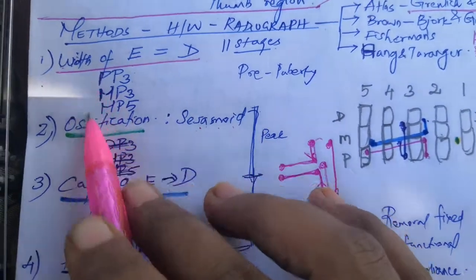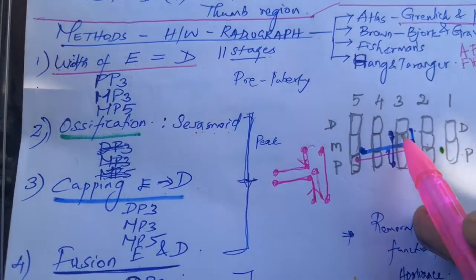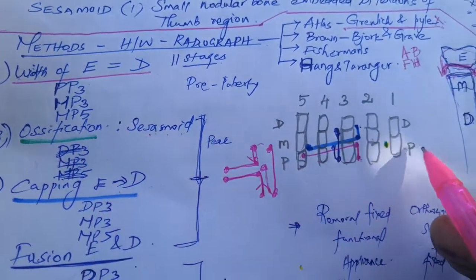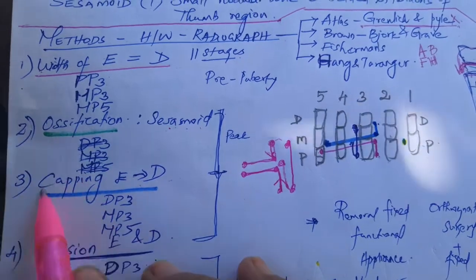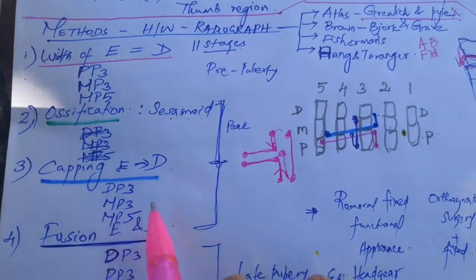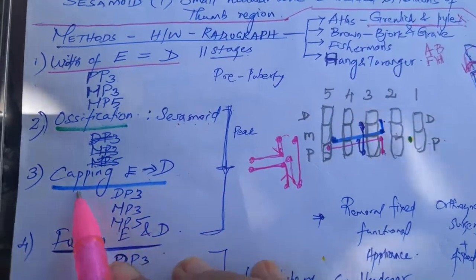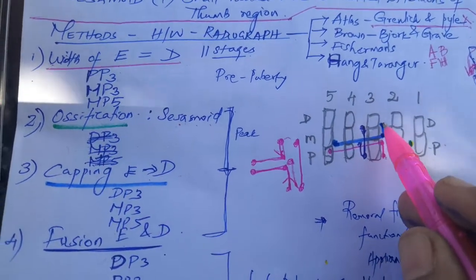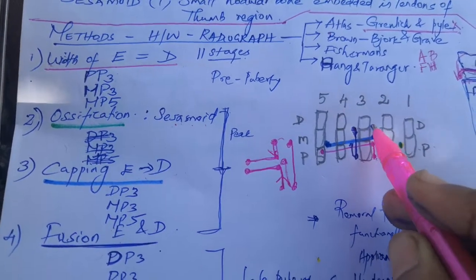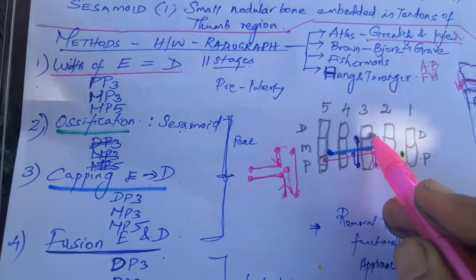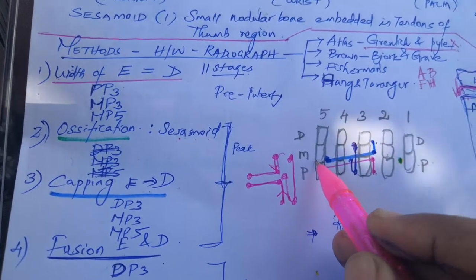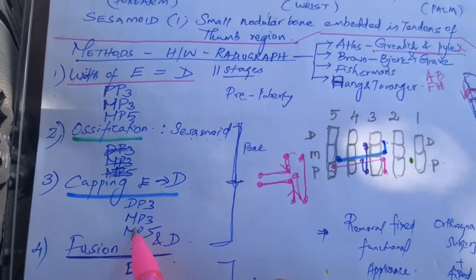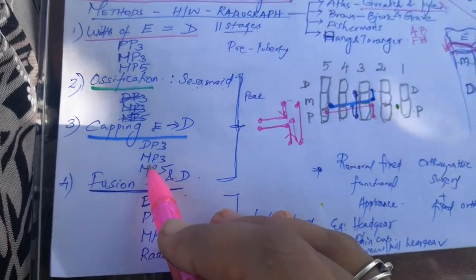Can you follow whatever I am saying? And there will be ossification in the sesamoid bone, and there will be capping. All the three stages I am going to say are capping, so that's why the blue color, you just follow. This is the distal phalange of the third finger, the middle phalange of the third finger, and the middle phalange of the fifth finger. Are you following it?